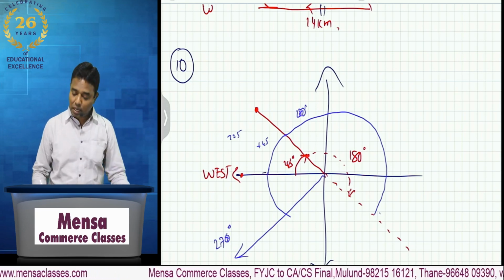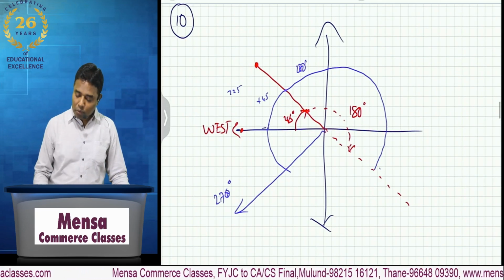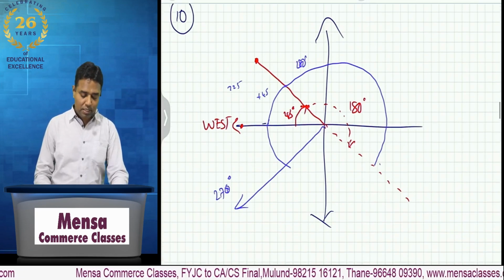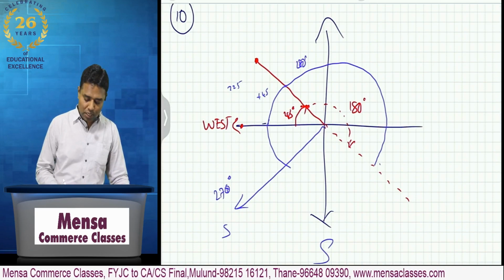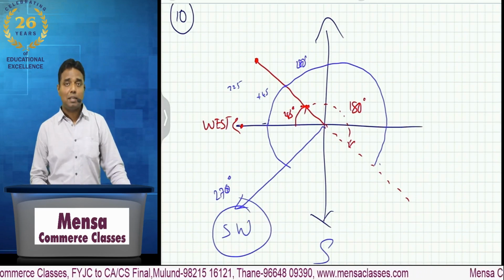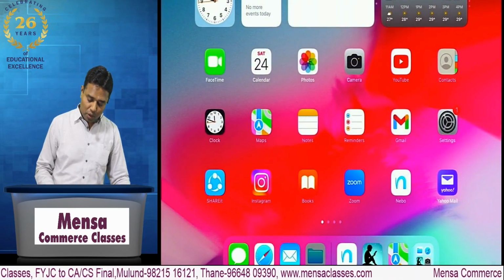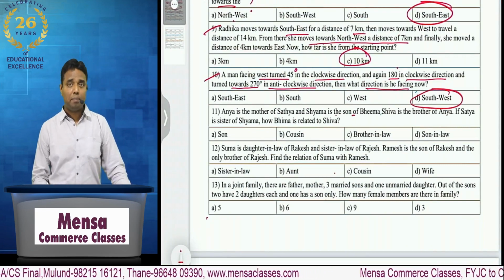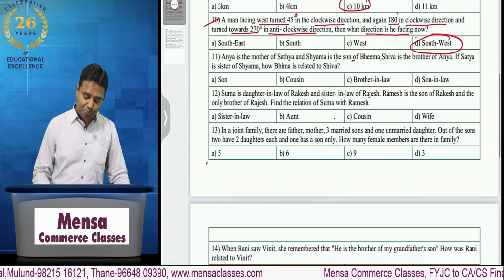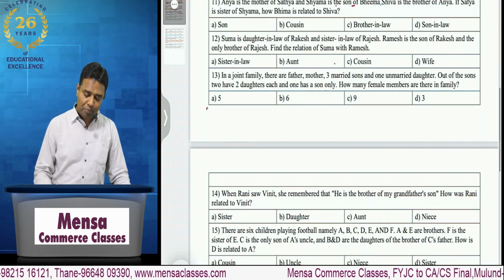And what does the question ask? The question is asking which direction is he facing now? So obviously it is south and west. So he is facing the southwest direction. That is the answer for question number 10, southwest direction, that is our option number D. Okay, next, let's move on to the next one.